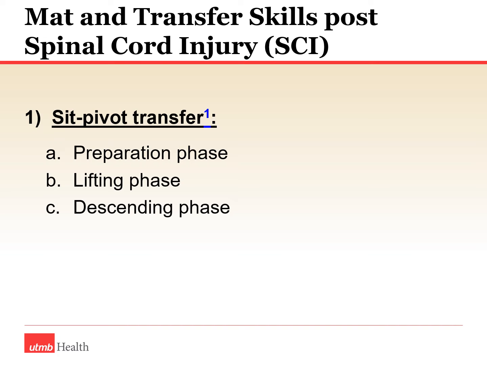Sit pivot transfers have been defined and divided into three different phases by Perry et al., who looked at the muscle activation that patients with complete spinal cord injury have above the level of injury. These phases are the preparation phase, lifting phase, and descending phase. The preparation phase is basically the set up for the patient to be able to perform the sit pivot transfer.